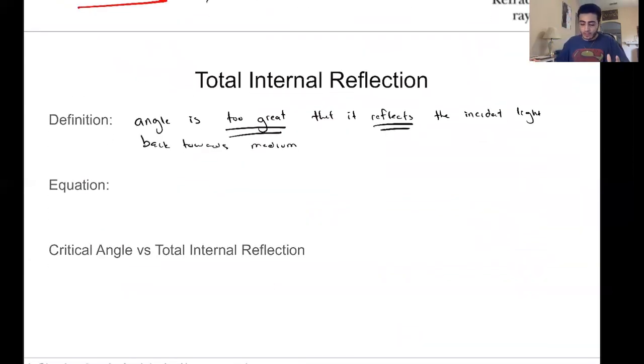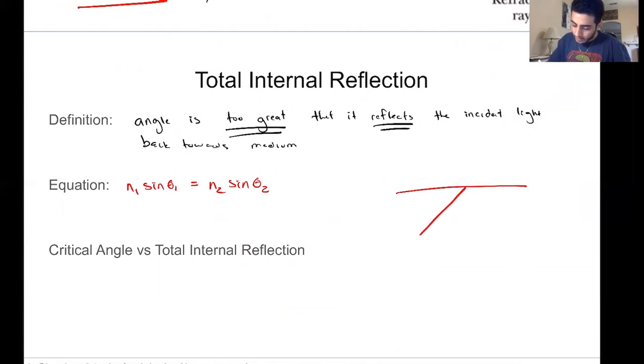And what is the formula for total internal reflection? We can try to derive it. We know that n1 times sine of theta 1 equals n2 times sine of theta 2. This is Snell's law. What we really want is... so this is the incident ray.